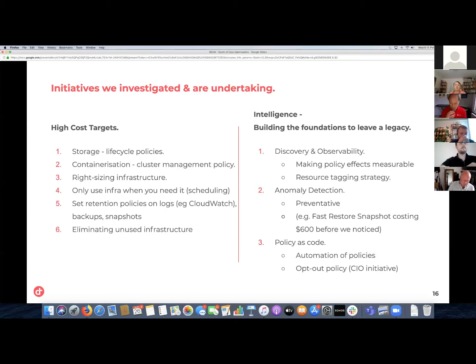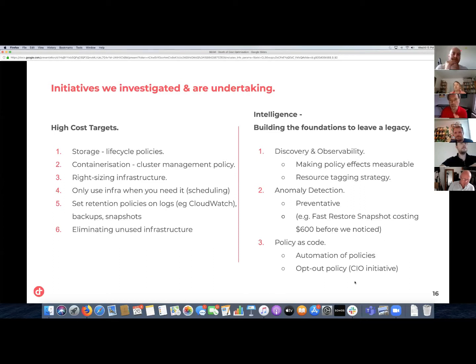So there's a lot you can do around containerization and tying that in with a strategy around clusters. Right-sizing your infrastructure, that's kind of an obvious one as well, which I alluded to. Only use it when you need it. So scheduling, we'll show you a little bit about how we schedule stuff, retention policies on logs and backups and snapshots, and eliminating unused infrastructure, the low-hanging fruit.